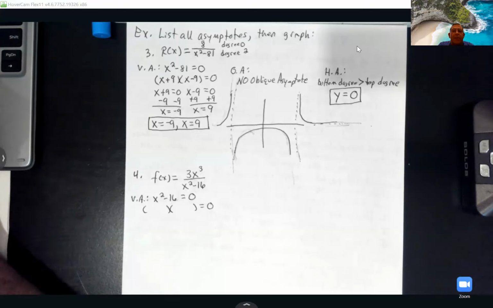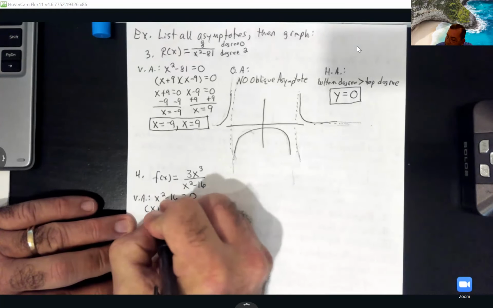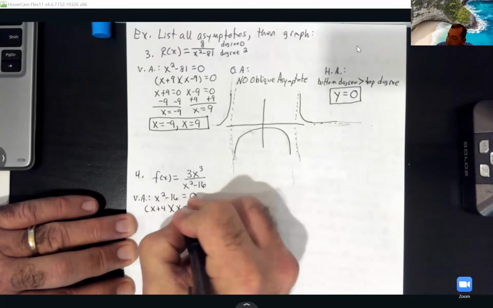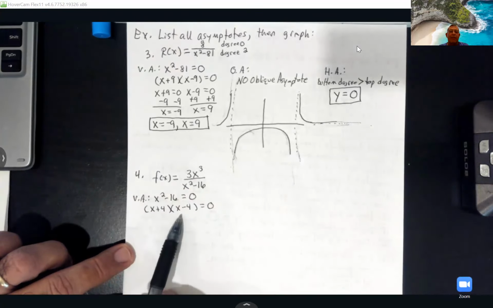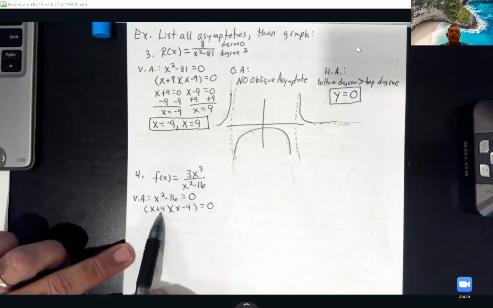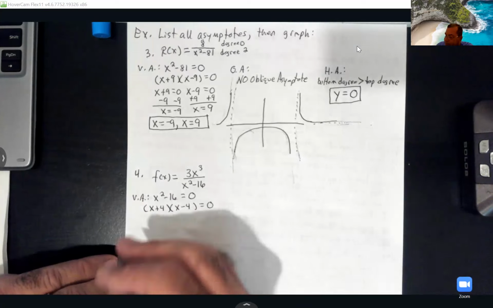All right, so let me catch up with my chat. I'm getting an x plus 4, x minus 4, perfect. So the square root of x squared was x and x. Square root of 16, 4 and -4. Good job.